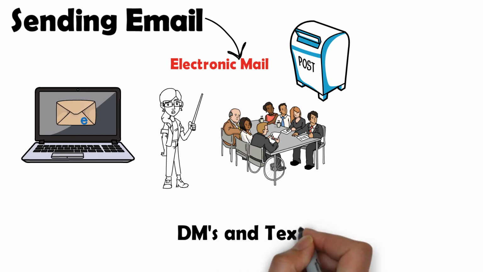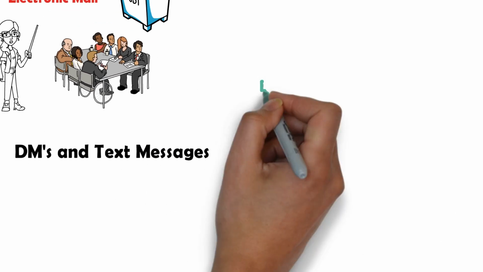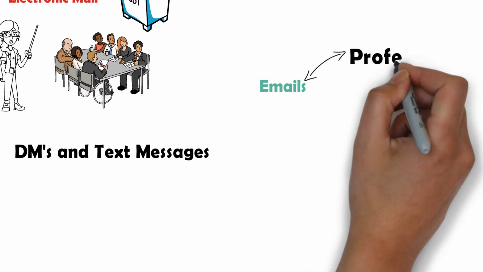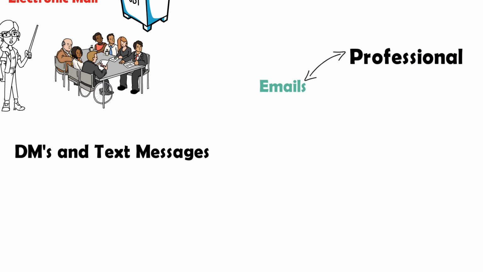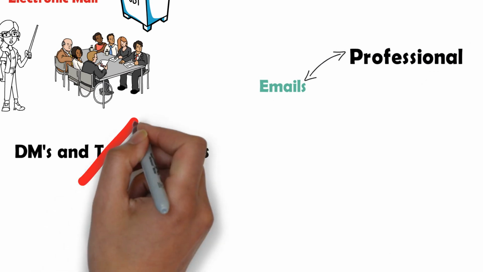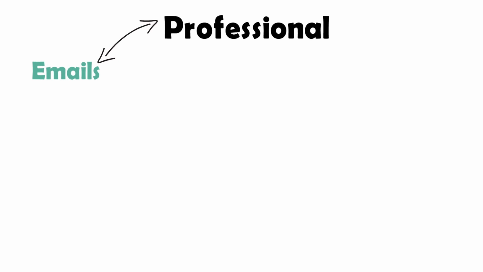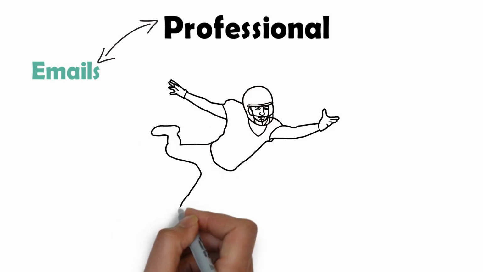Emails are different from direct messages and text messages, even though they're all done through the internet. Just like letters sent through the mail, emails are meant to be more formal and professional, whereas DMs and texts are just quick messages to others. Professional is another word for serious. An easy way to remember this is to think of professional athletes. They get paid to play sports and often take more time to prepare.